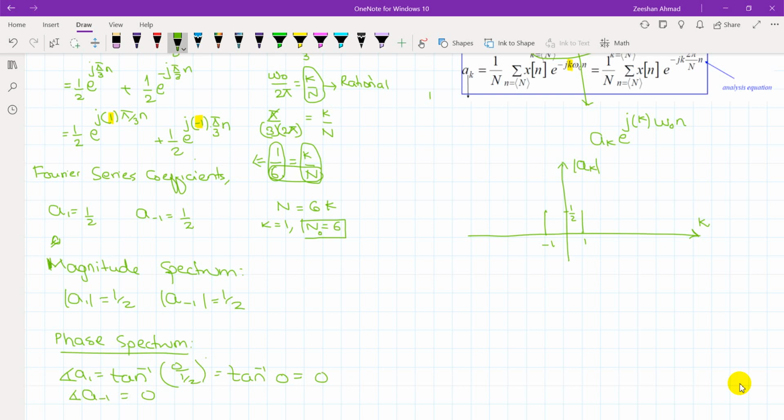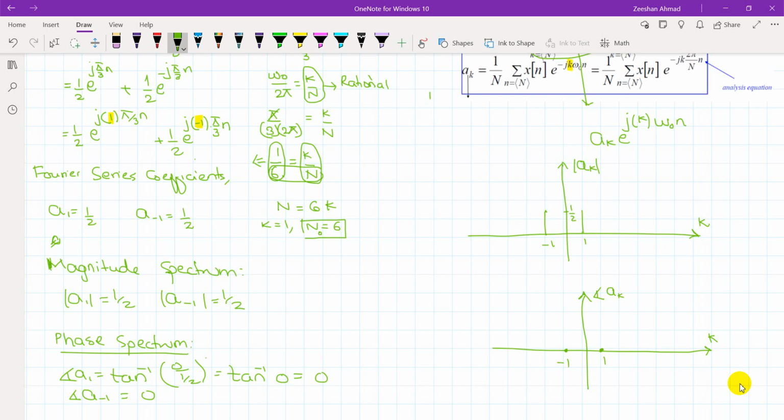So basically for the phase, let's suppose I say that this is the phase of a of k here. So this is 0 and 0 at 1 and minus 1 here. So it means all the values here are 0 for the others. Okay, this is the value here.